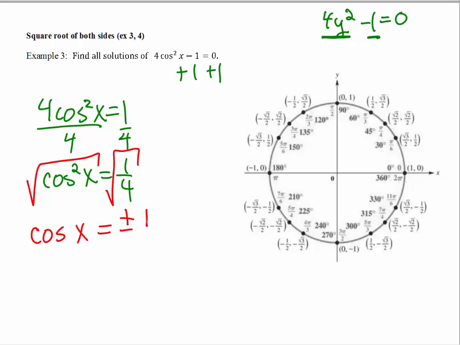Square root of the top is 1, square root of the bottom would be 2. So we're looking for all solutions of this equation. So all possible solutions, we're not given a specific interval, and we're going to give the answers here in radians. So which quadrants are we going to be looking at?